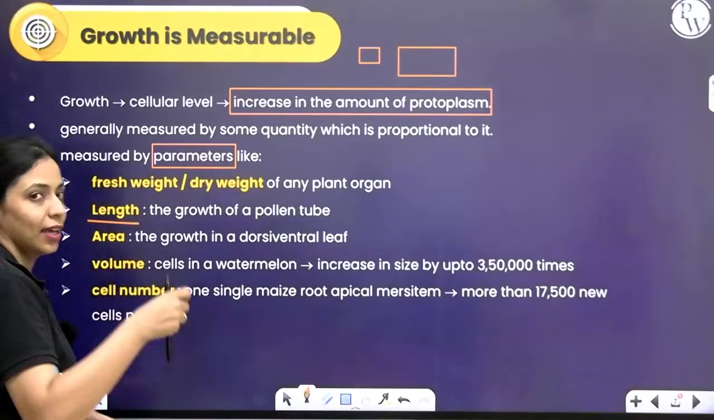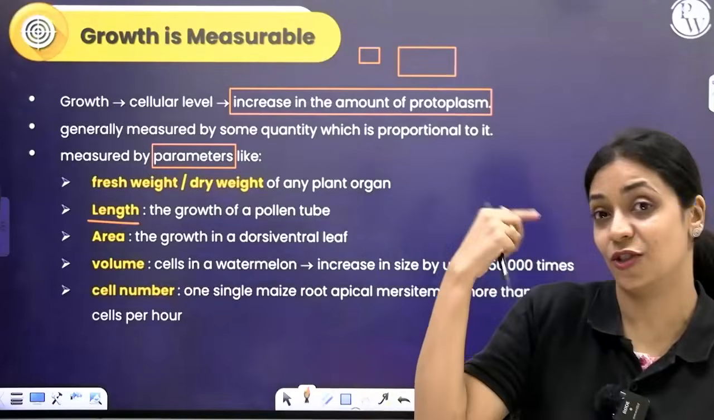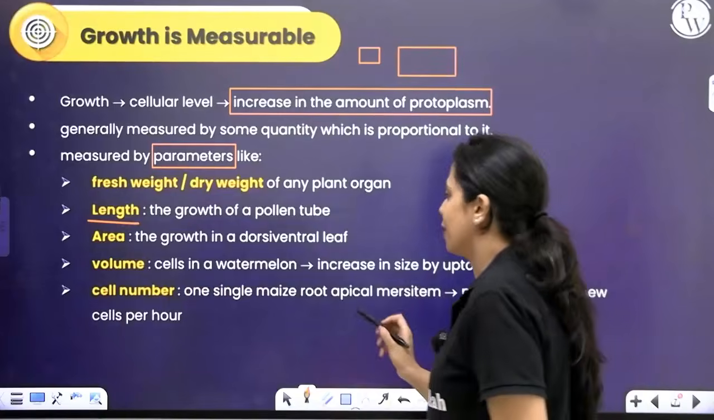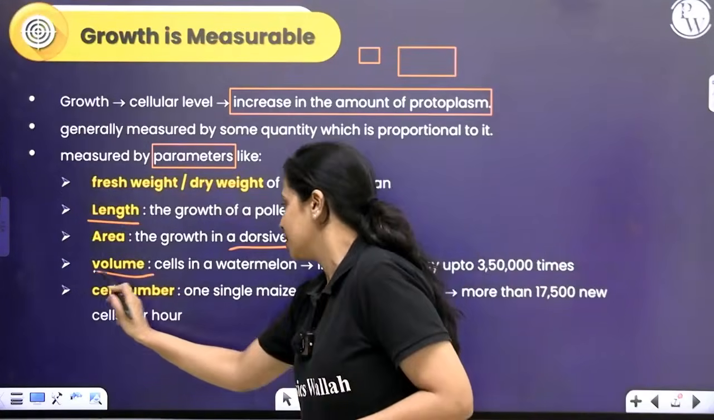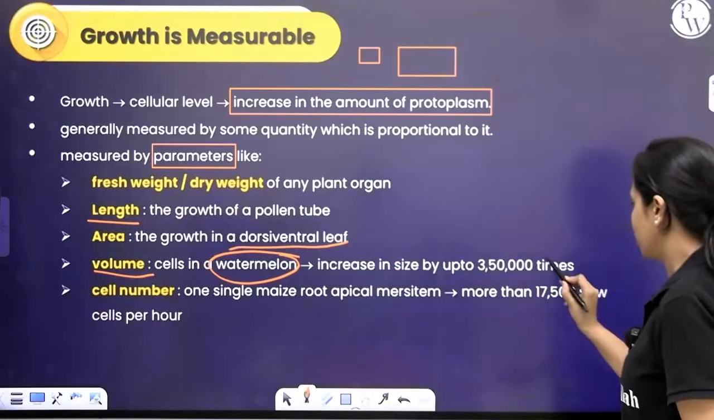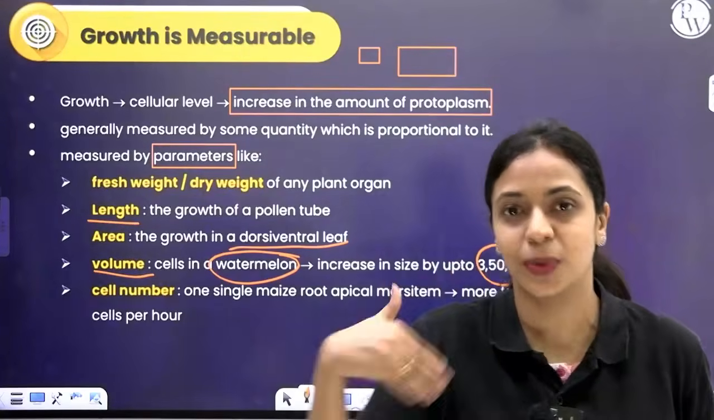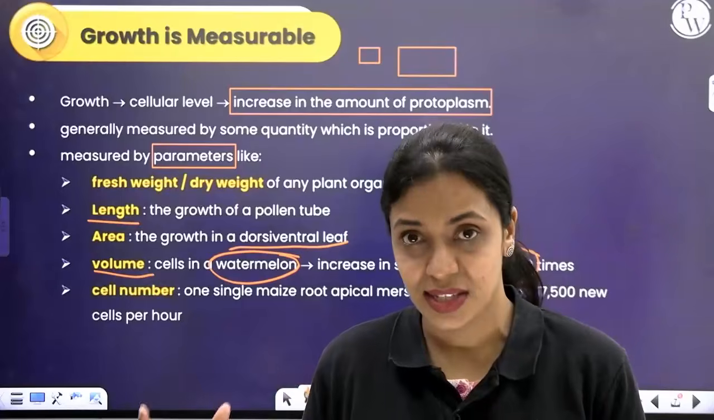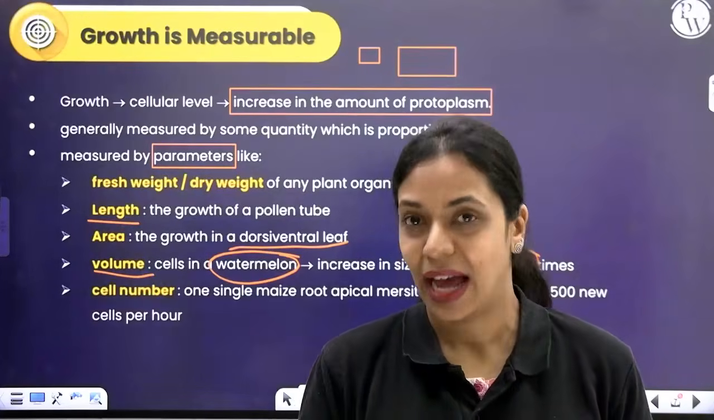Length. If a pollen tube has fallen on the stigma, how long has the pollen tube grown? It was initially 1 millimeter, now it is 5 millimeters. So that is one way you can measure it. Area: in a dorsiventral leaf, what is the surface area that has increased? Volume: the cells in a watermelon fruit increase in size up to 3,50,000 times apparently. That means each cell accumulates more water and more cytoplasm and increases in size almost 3,50,000 times. So that can be measured.